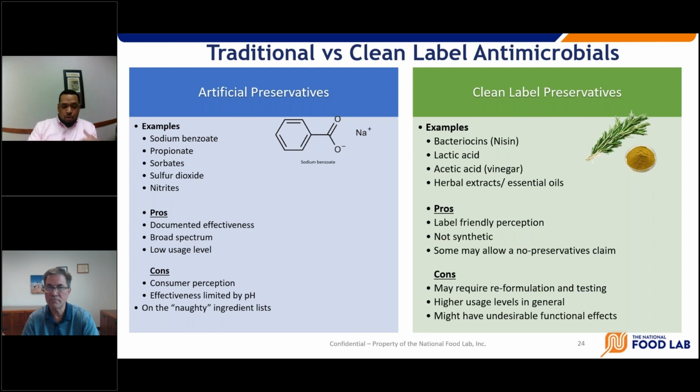And therefore, more and more companies are trying to move away from these traditional systems to more natural or clean label options. So in this new bucket, we have, like I mentioned, things like bacteriocins, concentrated buffered lactic acid, acetic acid, which is vinegar, herbal extracts and essential oils, and these come with the advantage that they look nice on the label. They usually can be labeled as just a natural extract, so you might even get away with the claim of no preservatives added in your product.